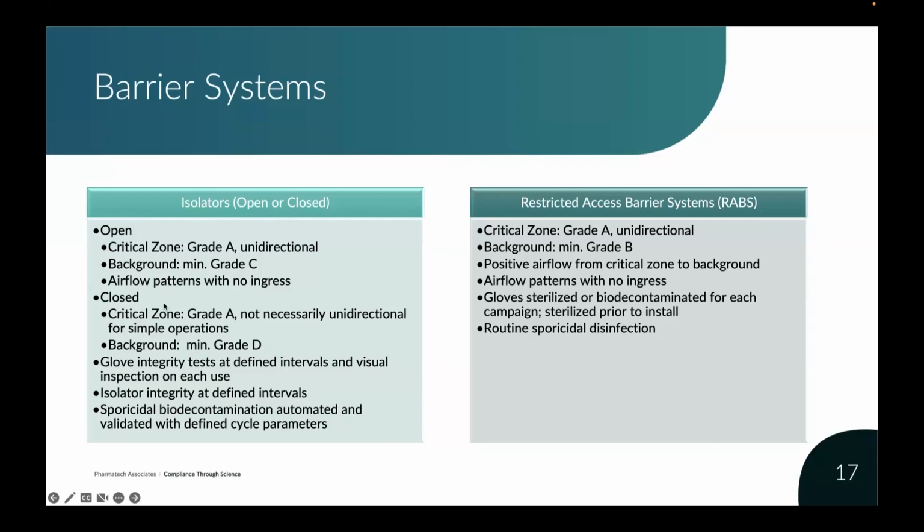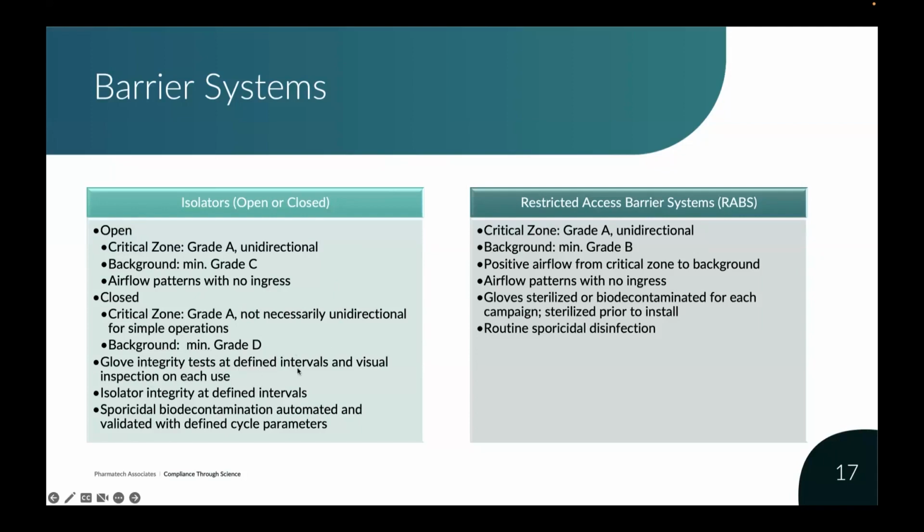Now, if you have a fully closed isolator, you have to have grade A within that isolator, but you don't necessarily have to show unidirectional flow if your operations are relatively simple. Right? So if you're doing something that's very simple, doesn't have a lot of airflow disruption, you don't necessarily have to show unidirectional flow in a closed isolator. And the background is a minimum grade D.